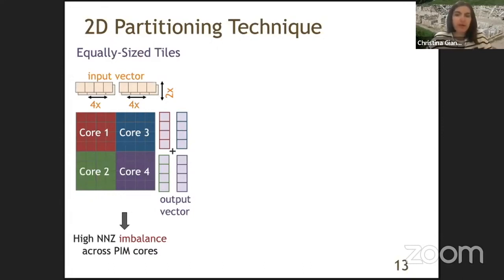First, in the equal size scheme, the 2D tiles are statically created to have the same height and width. This way, the subset of the elements for the input and output vectors have the same sizes across all PIM cores. However, this scheme has high non-zero element imbalance across the PIM cores because we create static partitions on a very sparse matrix.